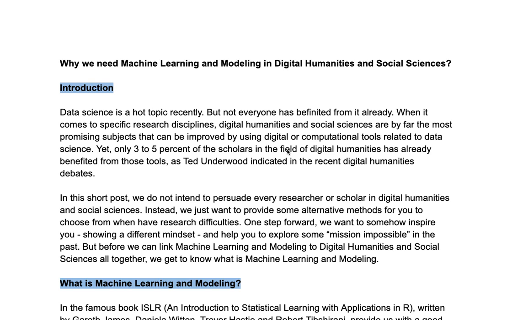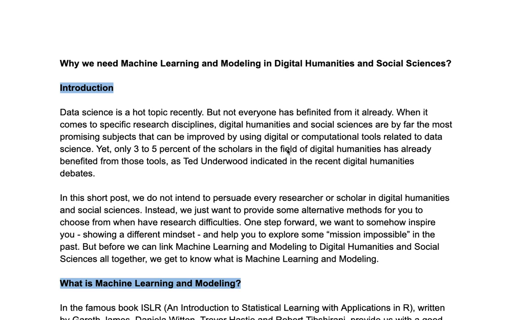Today we are going to talk a little bit about why we need machine learning and modeling in digital humanities and social sciences. Actually, this post is a pre-post for all the materials, including using R, Python, Tableau, and Excel to do some very easy and applicable machine learning problems. And what we're going to do today is to introduce you to the setting of why we need digital humanities and how digital humanities and social sciences can be associated with machine learning.